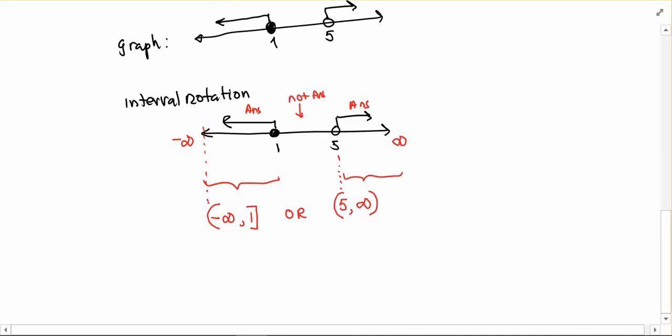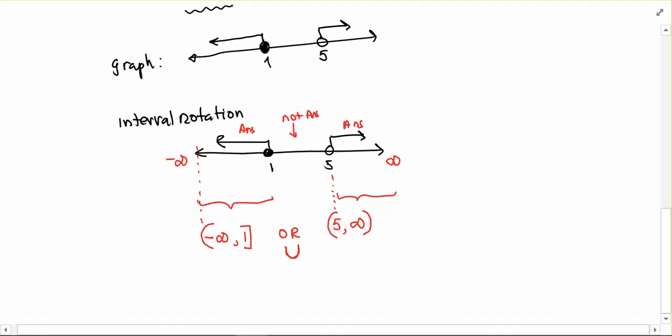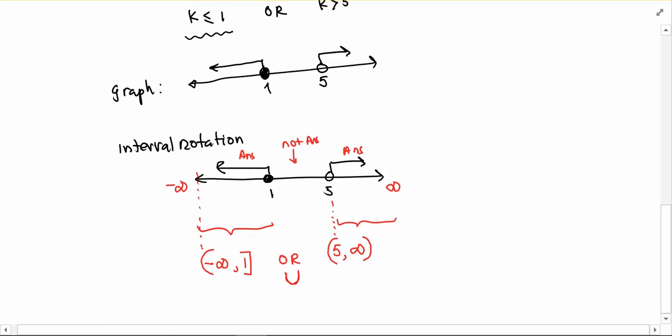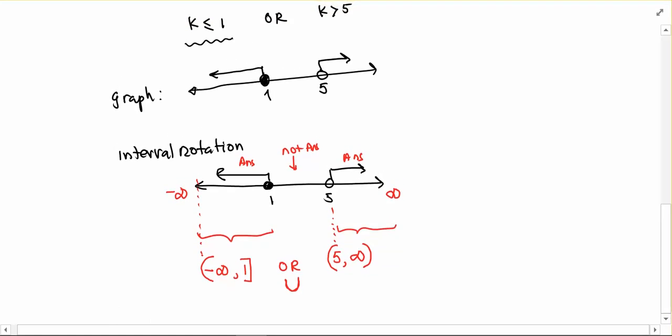Now sometimes, especially in my math lab, you may also use this symbol, an upside down U, and that means "or" in mathematics. Now we can do set builder as well, just to complete all three. So let's see, set builder.